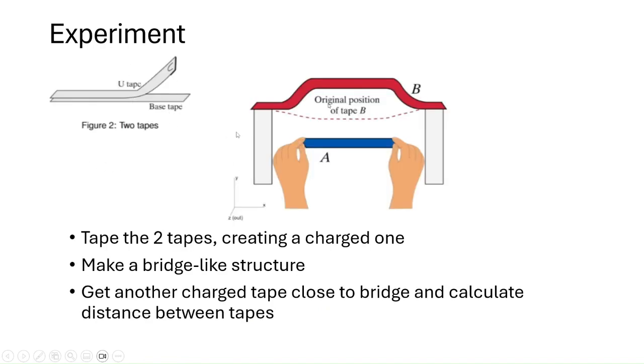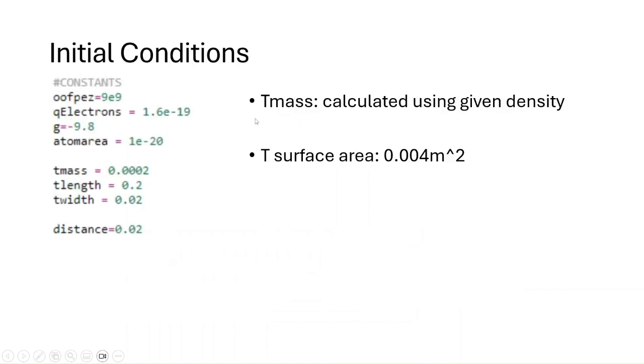This is how the experiment was set up. First we tape two tapes together, creating a charged one, and then we make a bridge-like structure with the charged tape. Then we bring another charged tape, tape A, close to the bridge, and it repels the other from its original position, creating a gap, and then we calculate the distance between them. So these are the initial conditions.